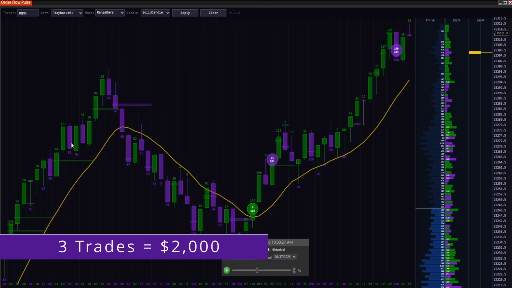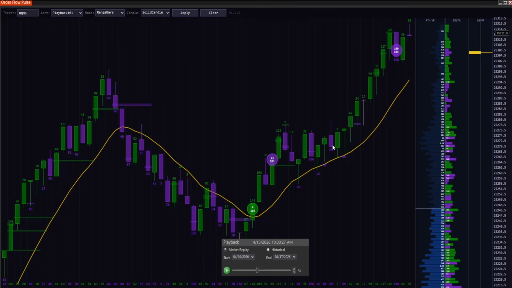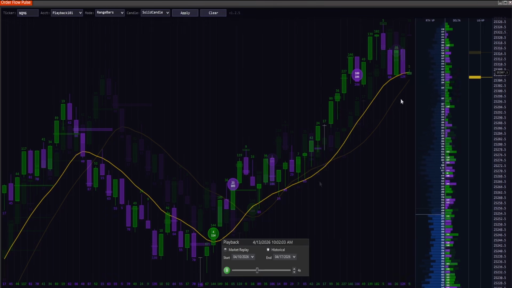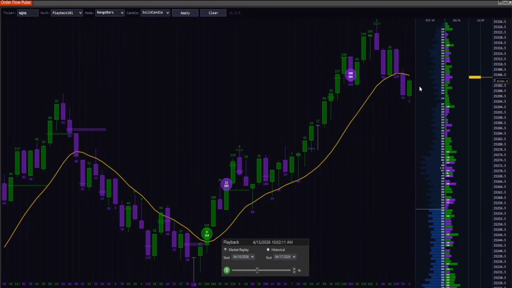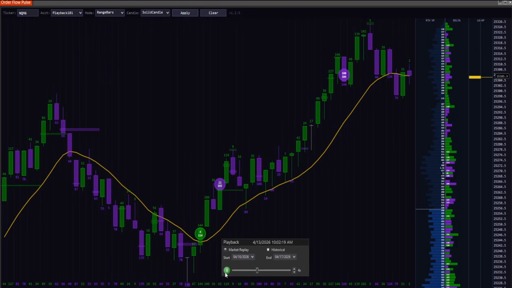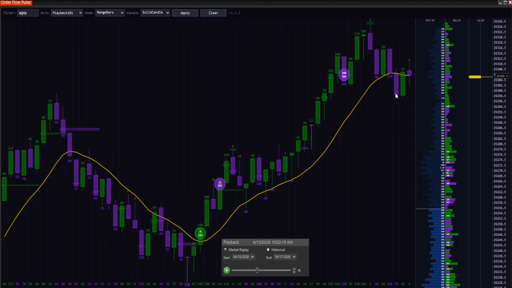Well, you made about 14 already, and then if you got in this trade, you're already up about $2,000 if you're trading the mini. We're starting to close below. There you go. Just start cutting the trade right there. Right there is where you want to be cutting the trade.